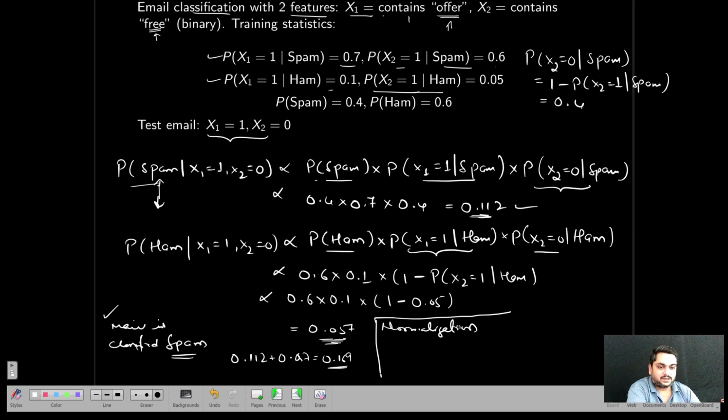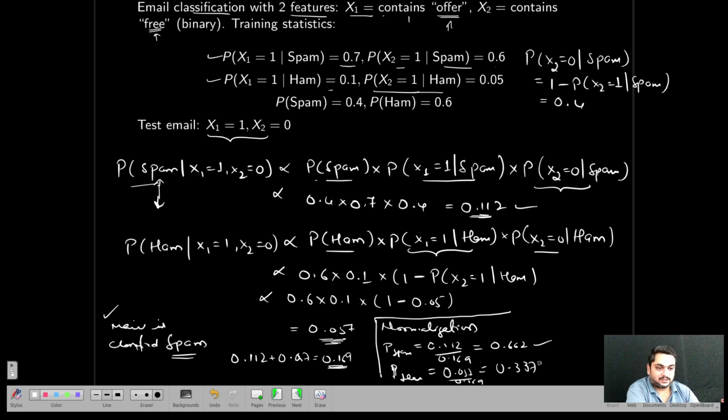So normalization says you normalize the scores such that you get 1. What you do is divide by the sum. So the normalized probability of spam is 0.112 divided by 0.169. This comes out to be 0.662. Similarly, for the score you calculated for ham, normalize it: 0.057 divided by 0.169. This comes out to be 0.337.